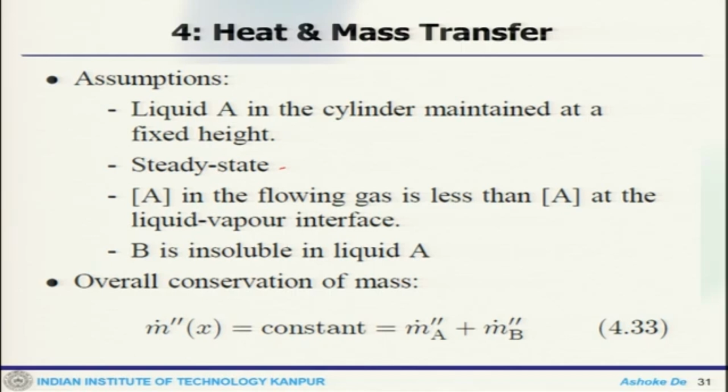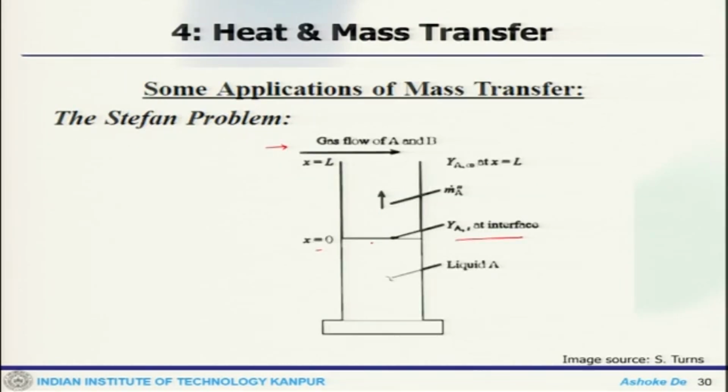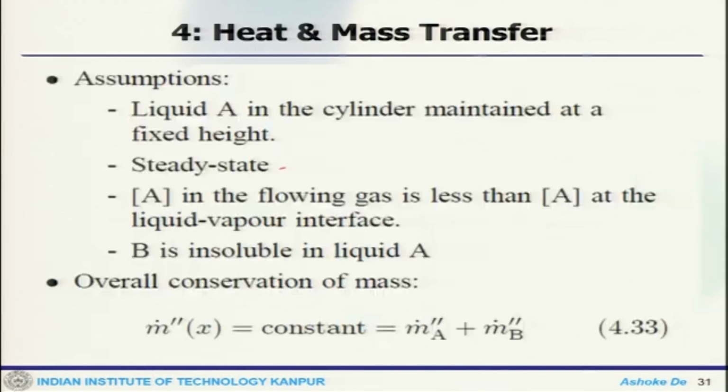So, this is the liquid vapor interface. So, this is the interface. Now, what it says is that the concentration of A in the flowing gas is less than that at the interface, and B is insoluble in liquid A.